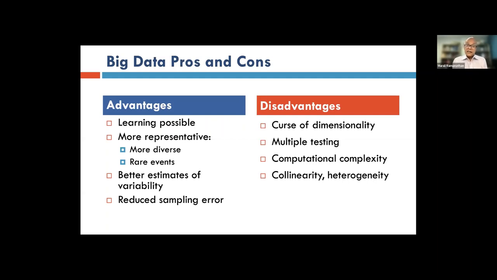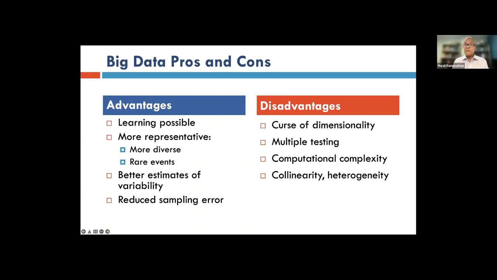Big data can be more diverse. That means that if you're interested in special subpopulations, because the data set is large, if it has been properly collected, it can have information on the diverse subsets that you're interested in. Rare events that you don't observe in small data sets may show up better. And of course, from a statistical perspective, you get better estimates of variability. Variability, standard deviation, is hard to estimate properly from small data. And with that comes the idea of reduced sampling error.